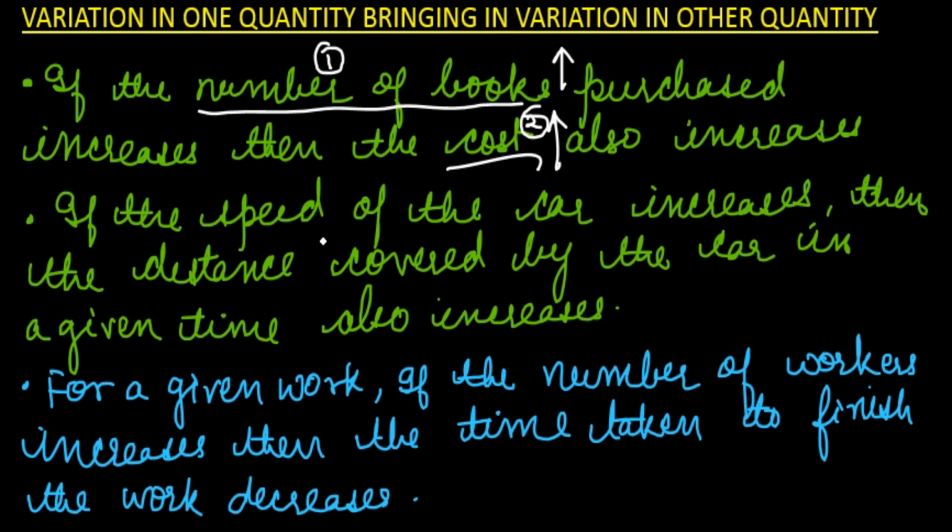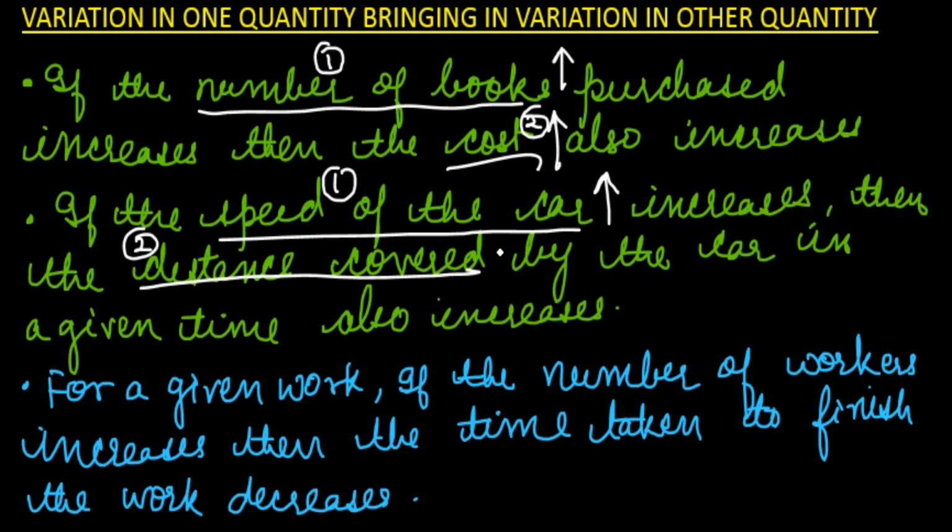In the second scenario, the speed of the car is quantity 1 and the distance covered is quantity 2. Suppose your car is going at a speed of say 10 kilometers per hour, then in 1 hour the car covers a distance of 10 kilometers. And if a car is going at a speed of 20 kilometers per hour, then in the same time as before, the distance covered by the car will increase to 20. So when the speed is increasing, the distance covered is also increasing in a given time.